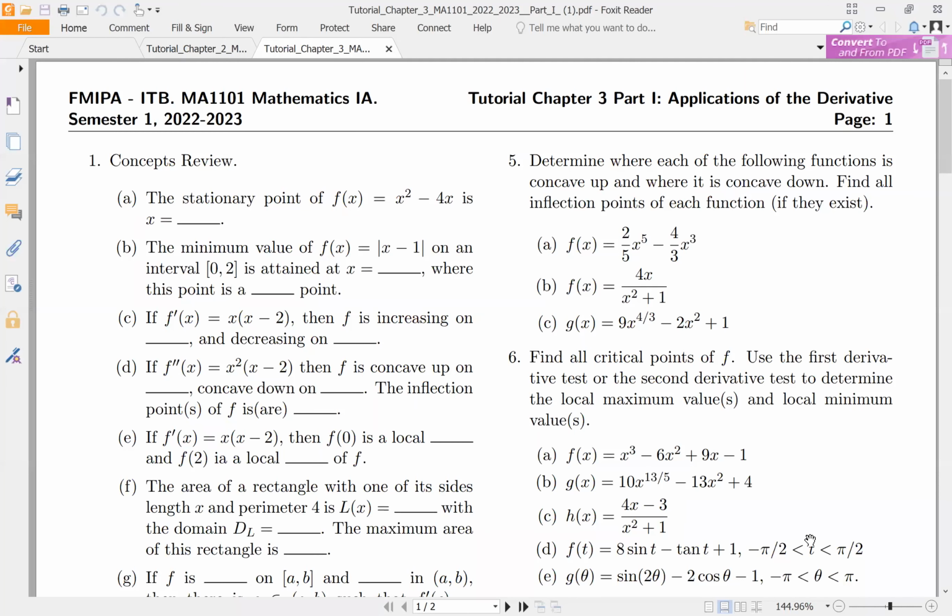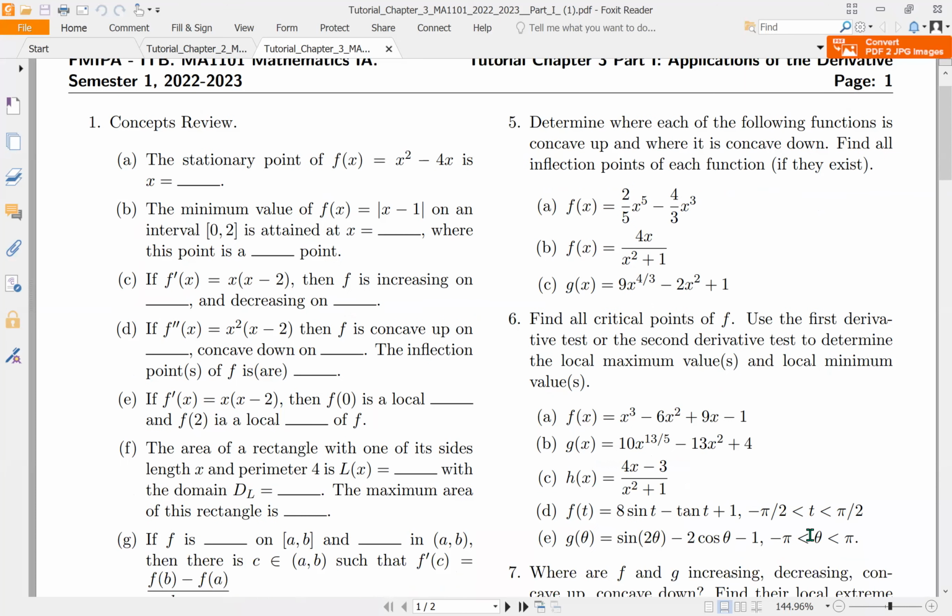Okay, now the last probably 15 minutes. So let us take a look at the tutorial problem for chapter 3, part 1. So this we discussed for the concept review. The tutorial for chapter 3, part 1, is the application of the derivative.